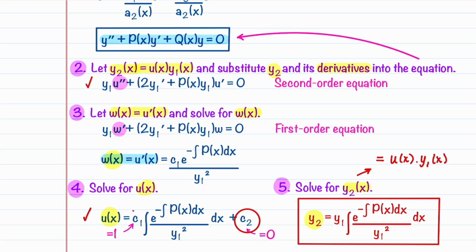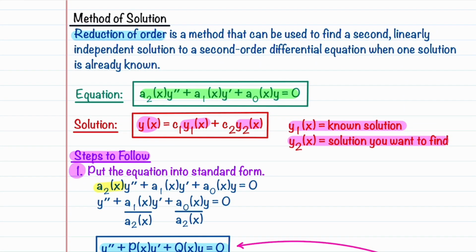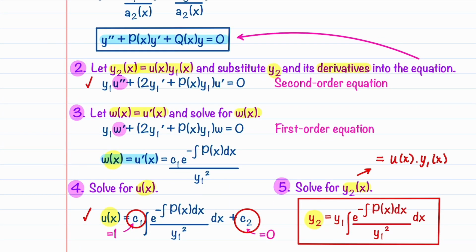Now let's talk about C1. If we go back up here, notice in our solution y that it contains C2 times y2. So we don't need that solution to be C1 times C2. So we're just going to set C1 equal to 1. Now that we know the steps to follow to use reduction of order, let's go through an example so you can see exactly how this works.